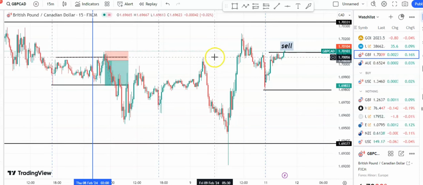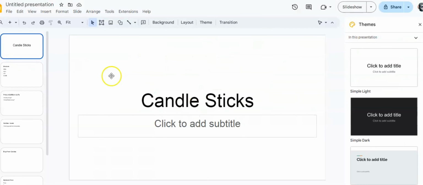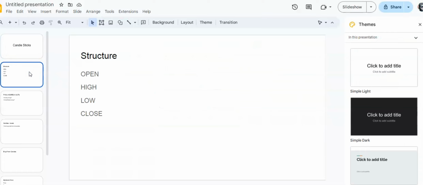Alright, let's look at the story that candlesticks tell us. So, let's start from the beginning. Every candlestick has a particular structure. This is pretty consistent because it has an open, high, low, and close, regardless of whether it's bullish or bearish. So, if you understand this, then it is very easy to know where the high of the day, low of the day, high of the week, low of the week is.